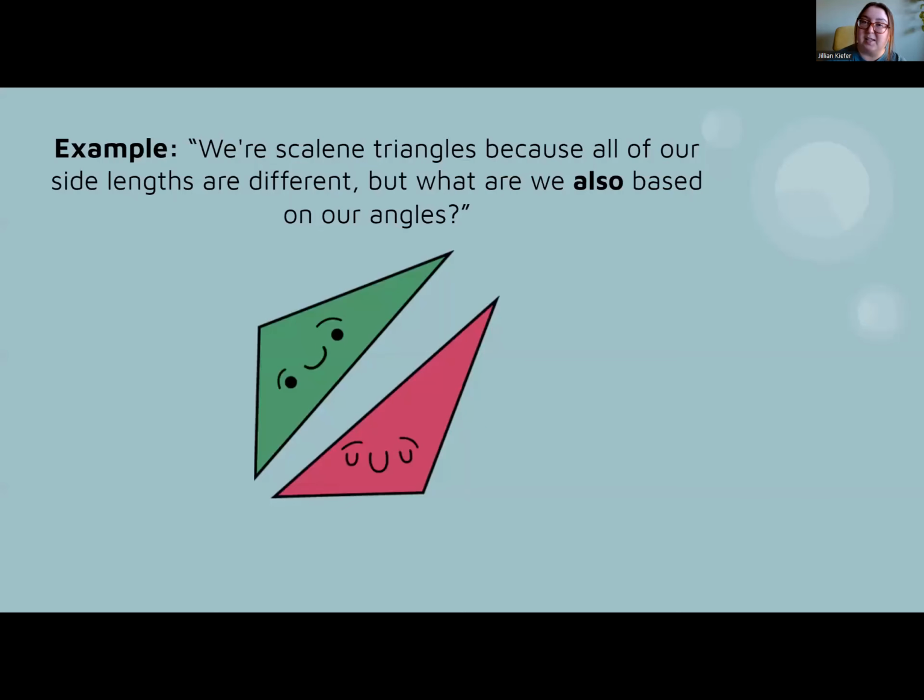So these are scalene triangles. We've already established that from before, because all their side lengths are different, they're scalene, but what are they also based on their angles? We can see in here, these angles are more than 90 degrees, and there only needs to be one to make them obtuse triangles. So these are scalene triangles and also obtuse triangles. So you can categorize triangles by each category, sides and angles.